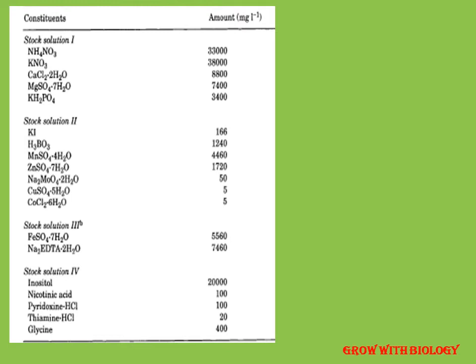Now the next requirement is sucrose. On average we use 3% sucrose, and agar at 0.8 to 1%. There are variations of solidifying agent, and it depends on how much solidification you require. If you want a jelly consistency, you can use 0.8%. If you want it a little harder, you can use 1% or 1.2%. So these are the basic components of MS Medium.